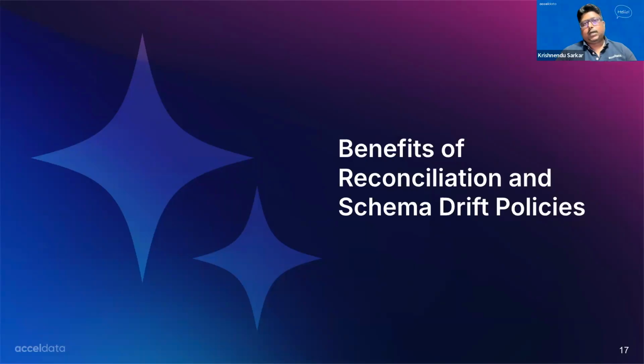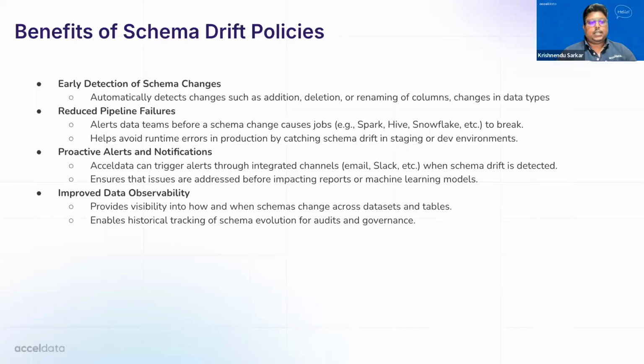Now let's go through the benefits of the reconciliation and the schema drift policies. First, let's cover the benefits of the schema drift policies. The benefits are the early detection of schema changes. It automatically detects changes such as addition, deletion, or renaming of columns, changes in data types, and you can use multiple metadata as well. This reduces pipeline failures and generates alerts for the data teams before a schema change takes effect.